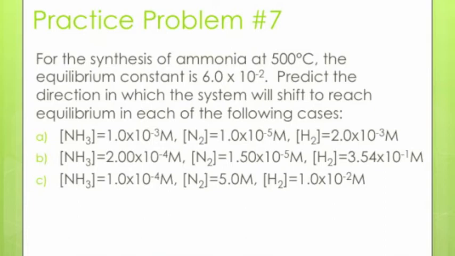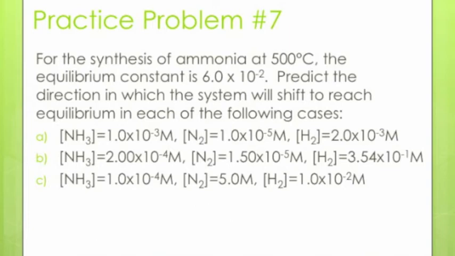We will use the law of mass action to determine the current position. The reaction quotient Q equals the concentration of ammonia squared over the concentration of nitrogen gas multiplied by the concentration of hydrogen gas cubed. For part A, you should get a Q of 1.3 times 10 to the 7th. If K is 6.0 times 10 to the negative 2nd, then the current position is very product-heavy. The reaction will need to shift to the left to reach equilibrium.